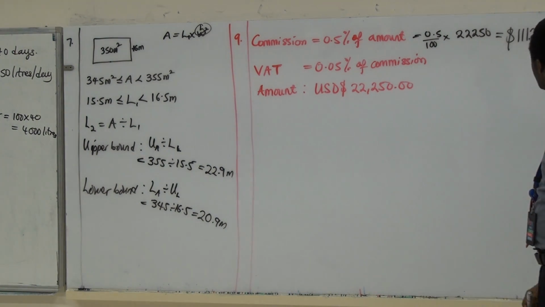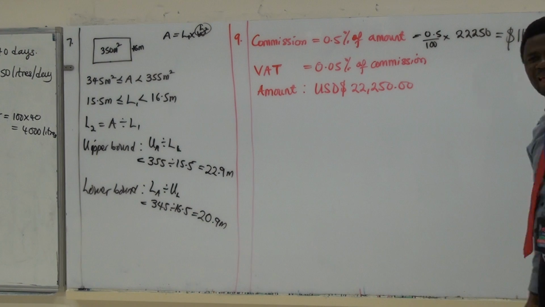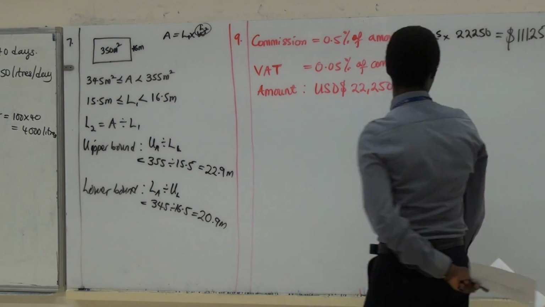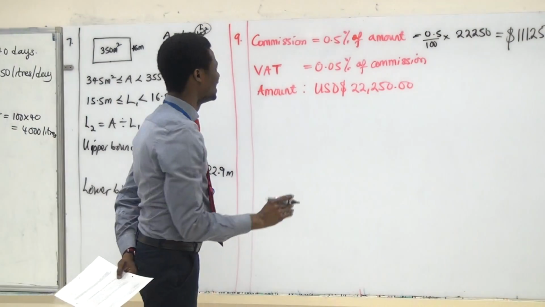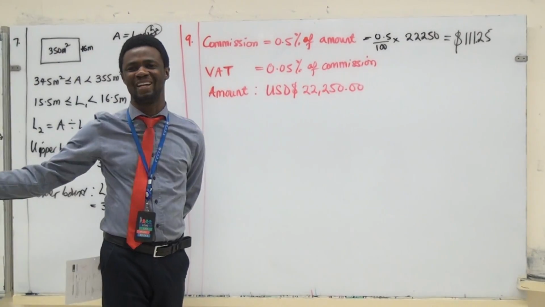When they said 11125, I'm like, what? I'm going to pay the bank 11,000 commission? Isaac, you are free to do that. They will appreciate you. The customer of the year.